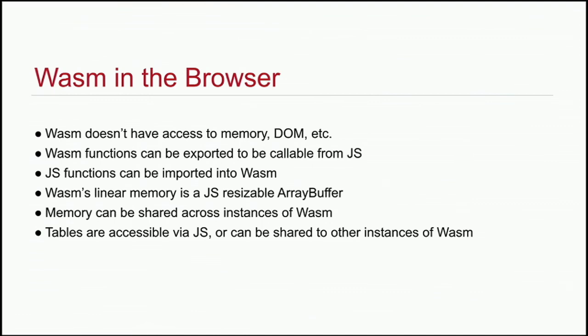You can also import and export the memory. JavaScript is able to look at the linear memory, and you can also share that linear memory across multiple running instances of WASM if you want to. And the tables can also be shared across multiple instances of WASM if you want to. This means that you can do things like a kind of multi-threading thing where you've got a web worker running something and another web worker running another thing. They can share memory if you need to. They can share libraries if you need to by sharing a function table and so on.